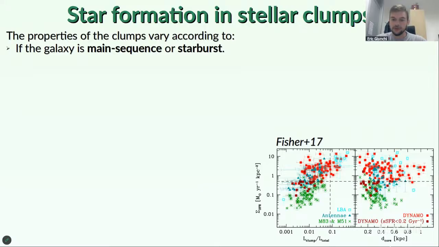For example, in this work by Fisher et al. 2017, they compare the star formation rate surface density of clumps in main sequence galaxies that you see in green with clumps of the DYNAMO sample, so starburst galaxies, galaxies that are forming stars with a very high star formation rate compared to other galaxies of similar mass. And indeed, as you can see, the clumps also have different properties. The sigma star formation rate is larger. So the clumps are not uniform in the universe, they're not always the same.